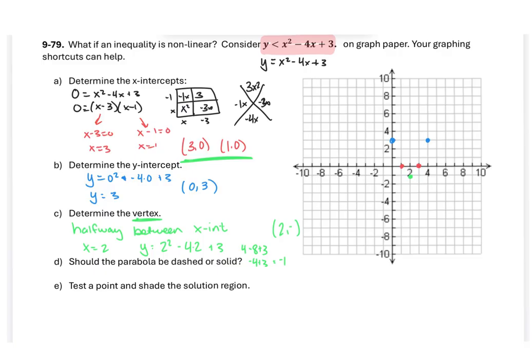Now that I have all of that information for my parabola, I'm going to decide that this should be a dashed line because I'm just at y is less than. So I'm going to go ahead and draw my parabola, but I'm going to use a dashed line instead of a solid line. Okay, once I have my parabola drawn, I still have two regions, inside the parabola and outside the parabola. So I'm going to pick a point, as long as it's not on my boundary, not on that parabola itself, and test a point. I'm going to choose (0, 0), and I'm going to test in the original.